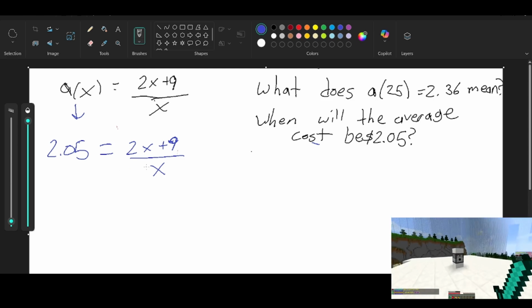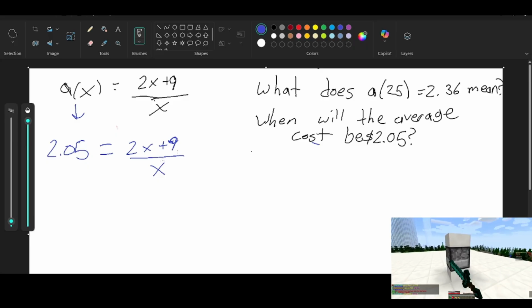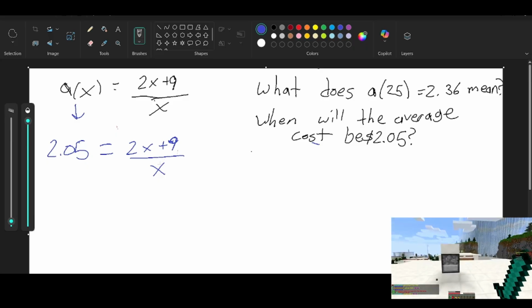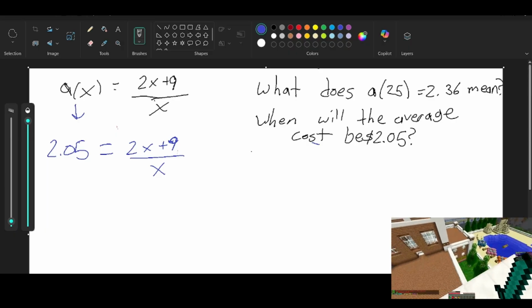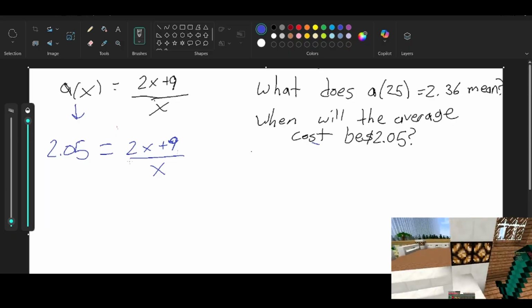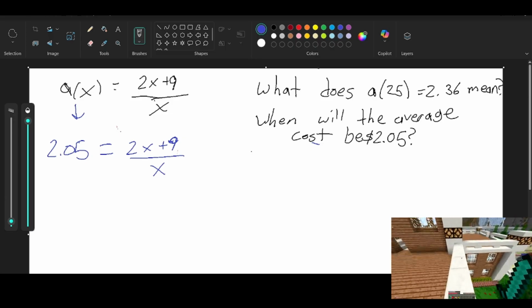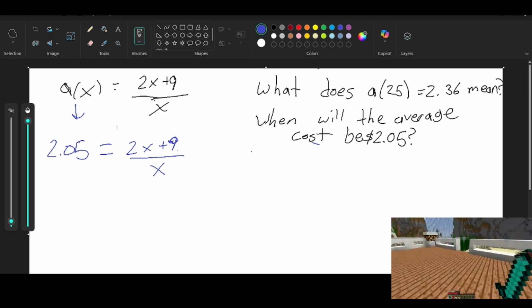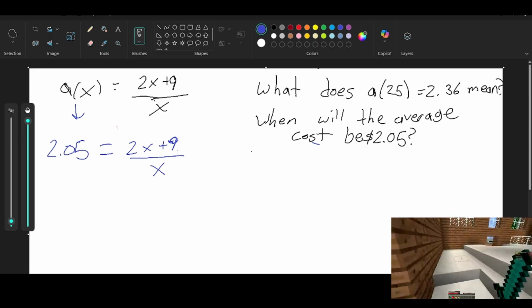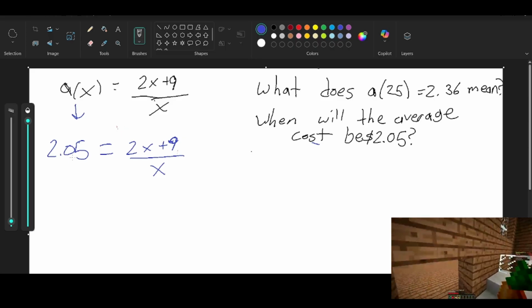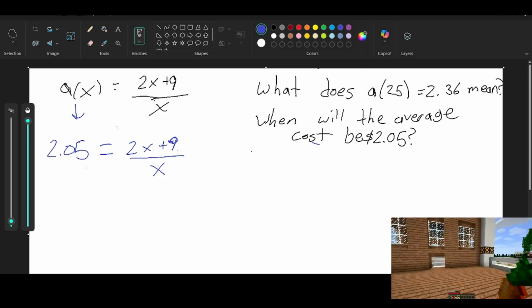And right now, I have a number equals a fraction. Anytime I have a fraction equals a number or a fraction equals a fraction, I want to do the butterfly method, because I'd say that's the easiest way. You could always get the denominators to be equal to the same thing. That works for any rational function, or any rational problem. But right now I've got 2.05 equals my fraction.